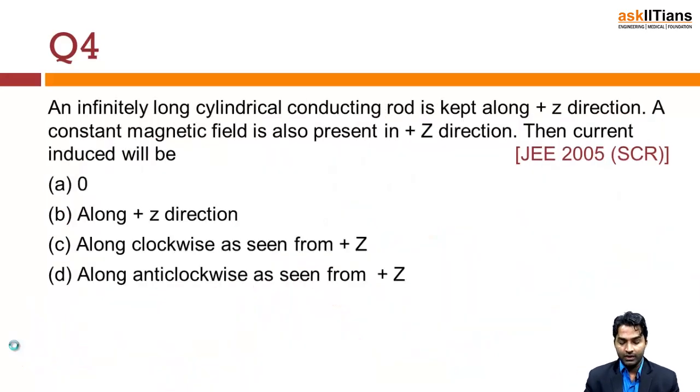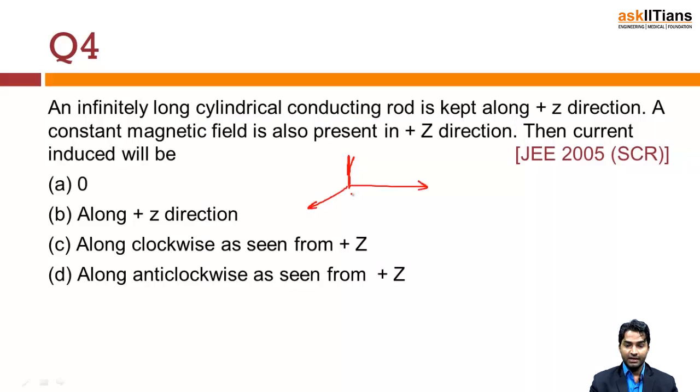Now question 4 is related to an infinitely long cylindrical conducting rod kept along the z-axis. A constant magnetic field is also present along the z-axis. Then the current induced will be, for an infinitely long cylindrical conductor rod kept along the z-axis, with x-axis, y-axis, z-axis.